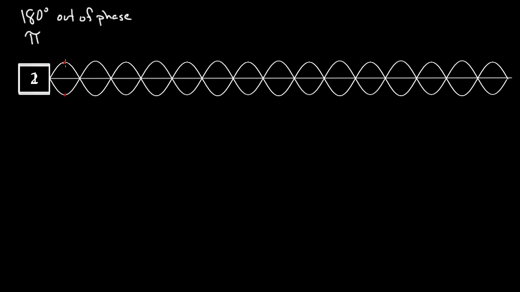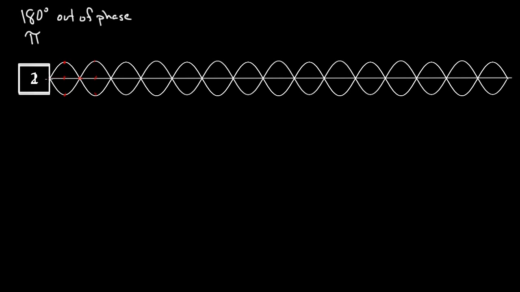I add those up. One's positive, one's negative. I get 0. And then over here, 0 plus 0 is 0. And then the valley of the first wave's lining up with the peak of the second wave. And if I add these two points up, I get 0 again. And you probably see what's going to happen. I'm just going to get a flat line.